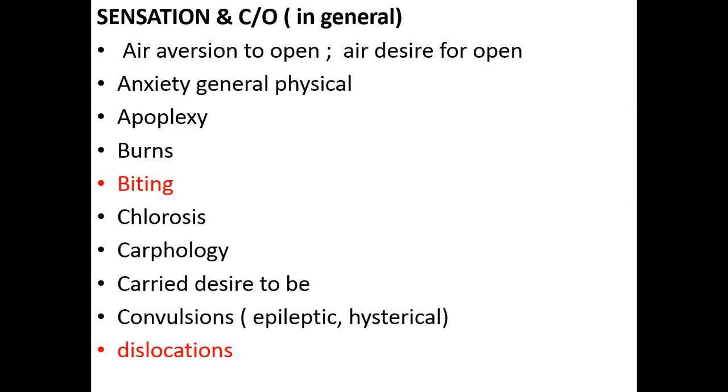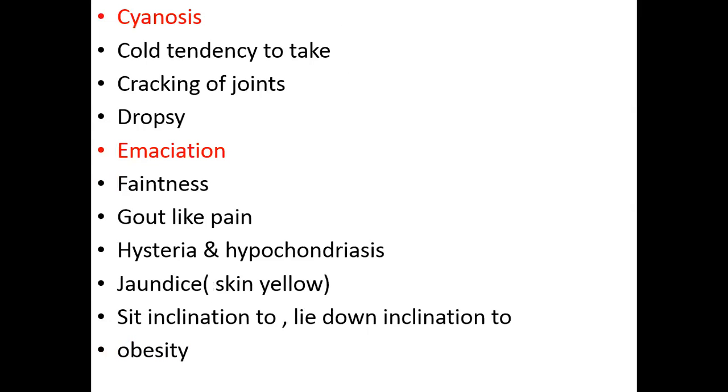So, moving forward with BTPP, as we are doing rubric handling under the chapter sensation and complaint in general: air aversion to open, air desire for open, anxiety, general physical, apoplexy, burns, biting, chlorosis, cardiology, carried desire to be, convulsions, epileptic, hysterical, dislocation. So biting and dislocation are important rubrics. Cyanosis, again, is an important rubric.